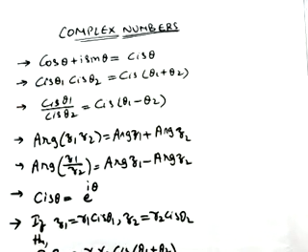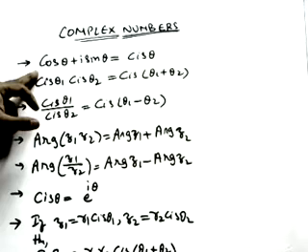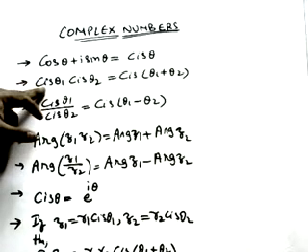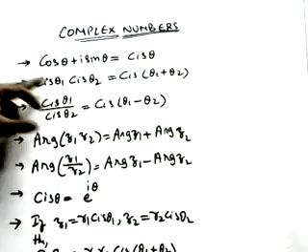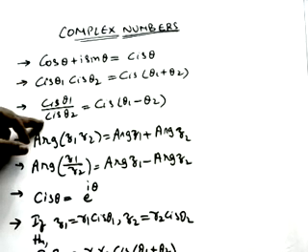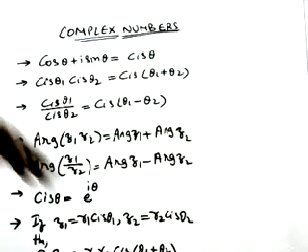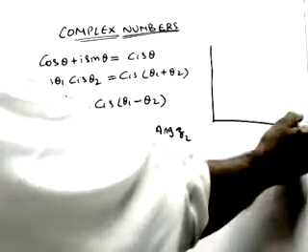Now see here, cos theta plus i sin theta in short can be written as cis theta. Now cis theta 1 into cis theta 2 can be written as cis of theta 1 plus theta 2. Also cis theta 1 by cis theta 2 is written as cis of theta 1 minus theta 2. Now what is argument? The same as the amplitude.